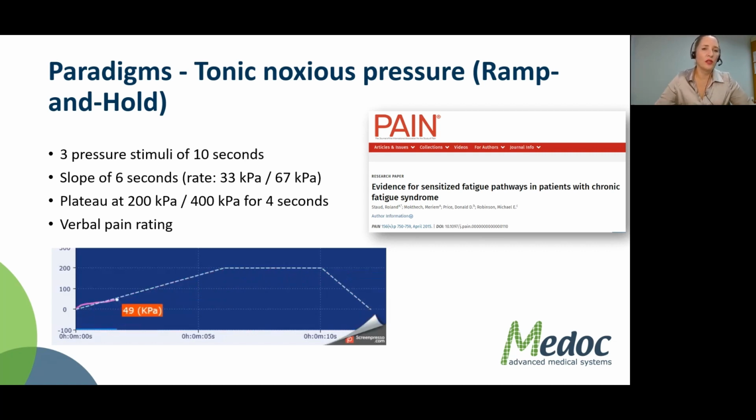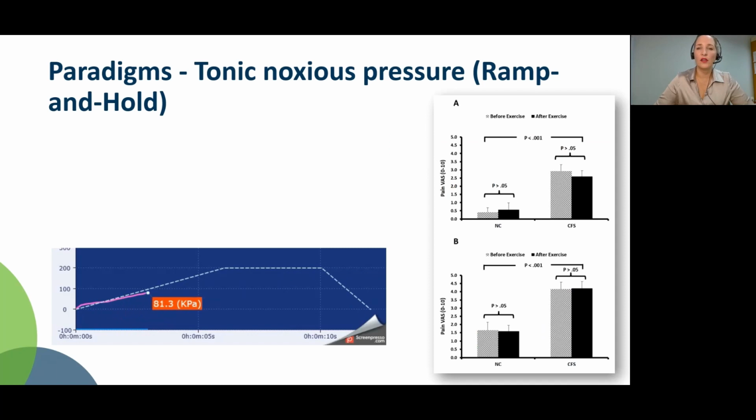And what they did were 3 stimuli of 10 seconds, with a slope of 6 seconds and a plateau at 200 kilopascal or 400 kilopascal, and they adjusted the increase rate accordingly. So when they went to 400 kilopascal, they had a rate of 67 kilopascal per second. And they had the patients and the controls verbally rate their pain at the end of each stimulus. And what they found was that there was no difference in the patients nor the controls between before exercise and after exercise. So no difference at all.